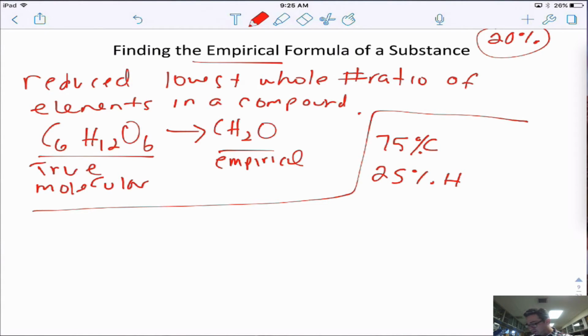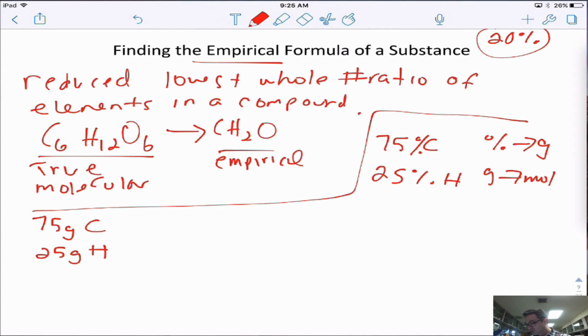The first thing that we're going to do is assume it's 100 grams. So we're going to have 75 grams of carbon and 25 grams of hydrogen. The next thing that we're going to do is convert those to moles. So step 1 was percent to grams. I'll write that over here. The next thing is grams to moles.